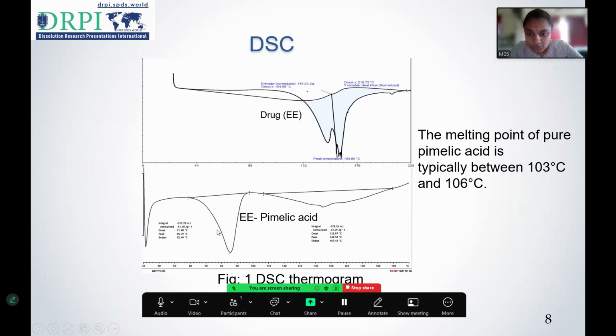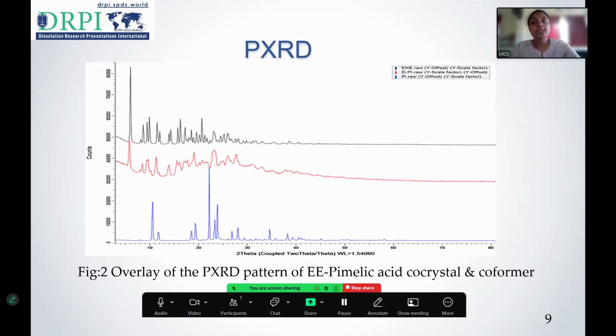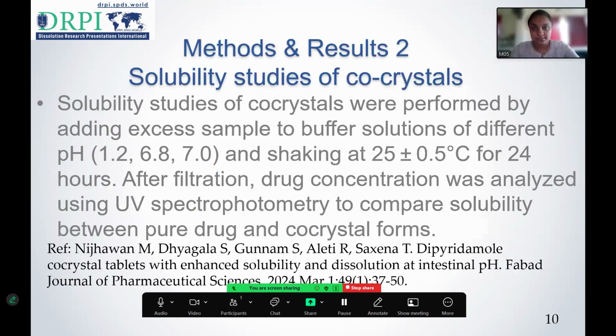And for the co-crystal, the sharp endothermic peak is observed at 85.39 degrees Celsius. That means the co-crystal melting point is neither near the drug nor the coformer, which indicates the formation of the co-crystal. Next, PXRD. Here we can observe the overlay of the PXRD patterns, which shows the pure drug, coformer and co-crystal. The shifting of the parent drug peaks, increasing or decreasing, indicates the formation of the co-crystal.